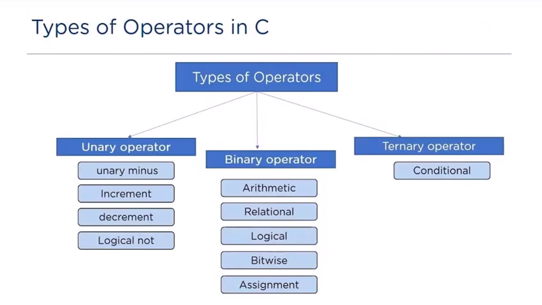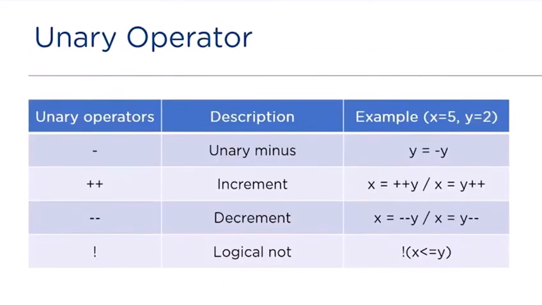Types of operators. There are three types: unary operator, binary operator, ternary operator. Unary: minus, increment, decrement, and logical. Binary: arithmetic, logical, relational, bitwise, assignment. Ternary is condition. First, unary operator. Unary minus can be written as y is equal to minus y. Increment: x is equal to plus plus y, or x is equal to y plus plus. Decrement operator, example is x is equal to minus minus y, or x is equal to y minus minus. Logical not: not x is not less than or equal to y.